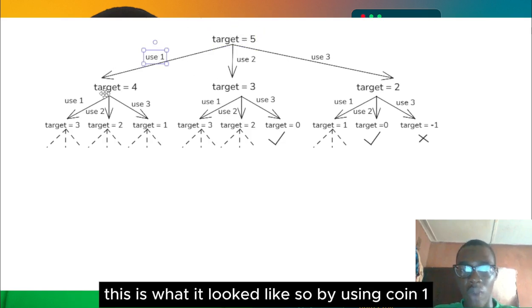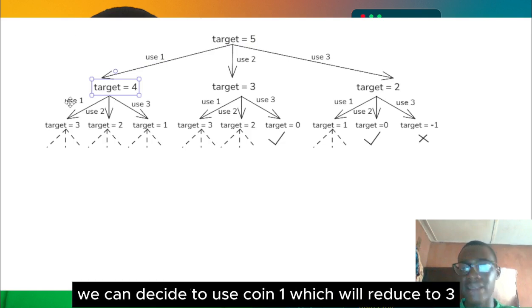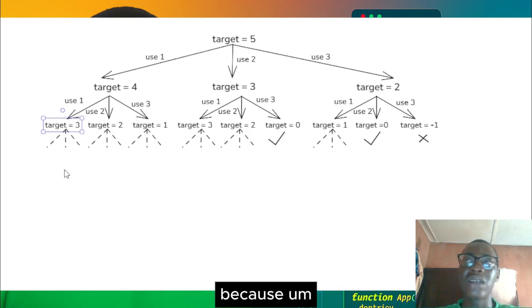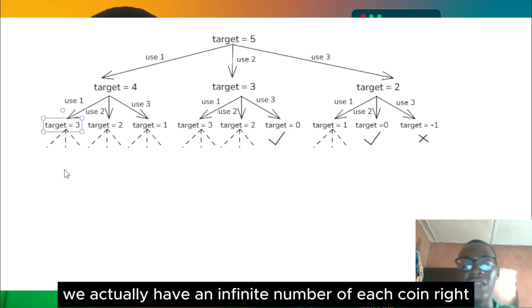So by using coin 1, it reduces to 4. Again, we can decide to use coin 1, which will reduce to 3, and we can decide to just continue using it on and on like that. Why? Because we actually have an infinite number of each coin, right?